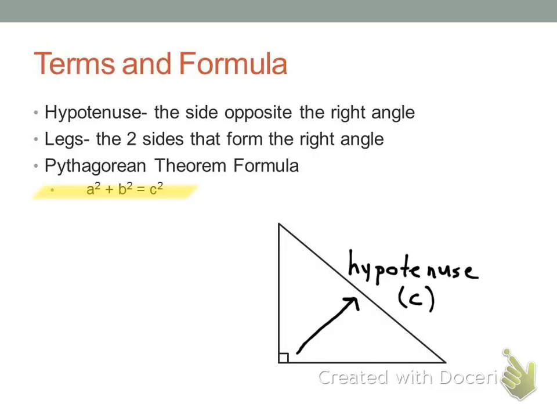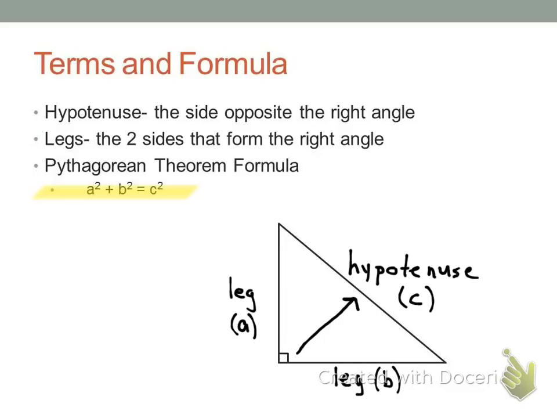Then, the two sides that form the right angle are our legs. We use the variable a to represent the vertical leg because it's the height or the altitude of the triangle. So a for altitude. And then leg b, what do you think b is going to stand for? B for base. B for base of the triangle.